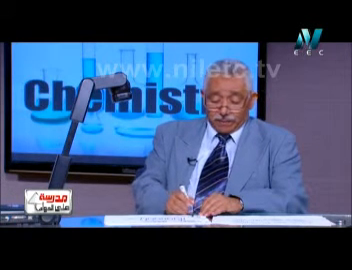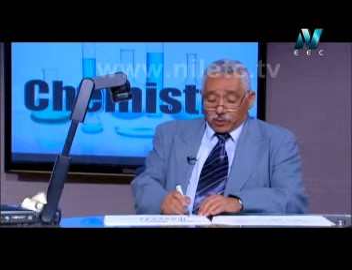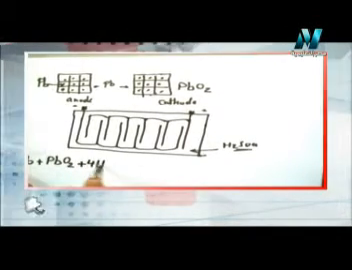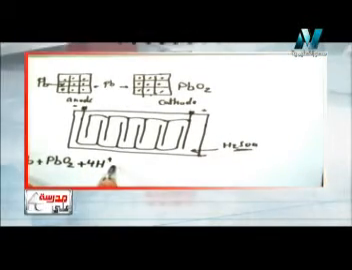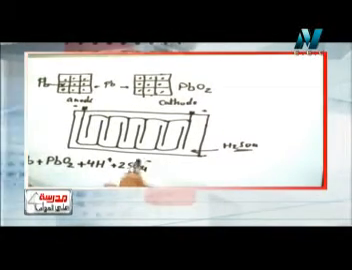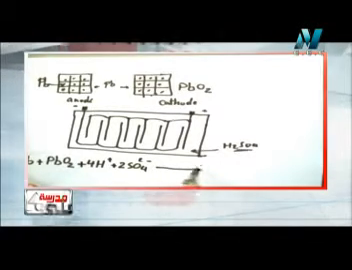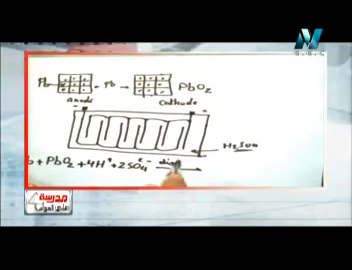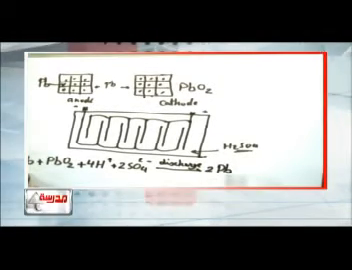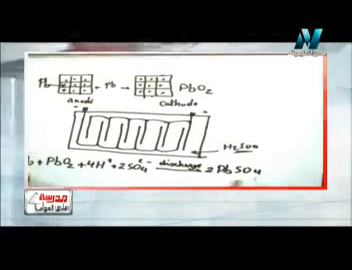About the reaction: lead, Pb, plus lead dioxide, PbO2, plus 4H positive ions, this is the sulfuric acid, 2SO4 negative 2, on discharge it gives 2PbSO4 plus 2 water.